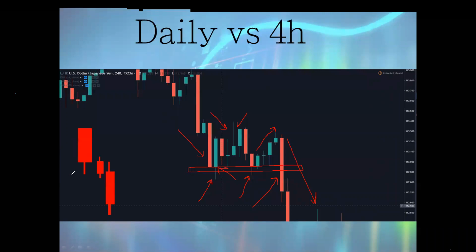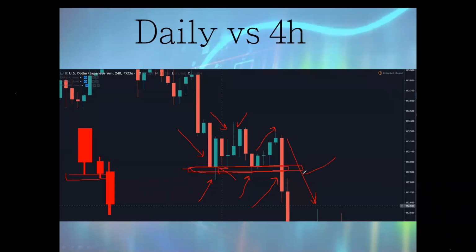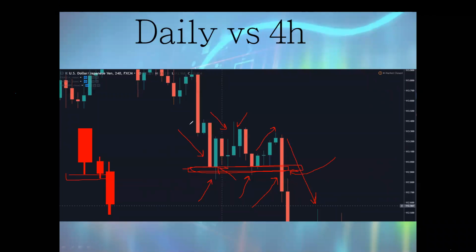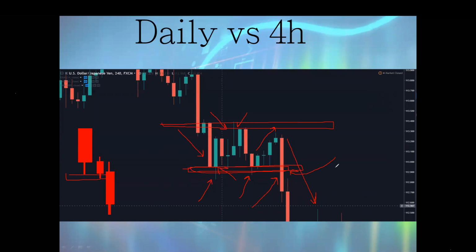So if this is the daily support, you can see the support forming very nicely on the 4-hour, right over here. If you're a swing trader taking entries based off the 4-hour, you're probably waiting for this support to be broken, or you're probably expecting this resistance to be respected right over here for price to continue moving down.